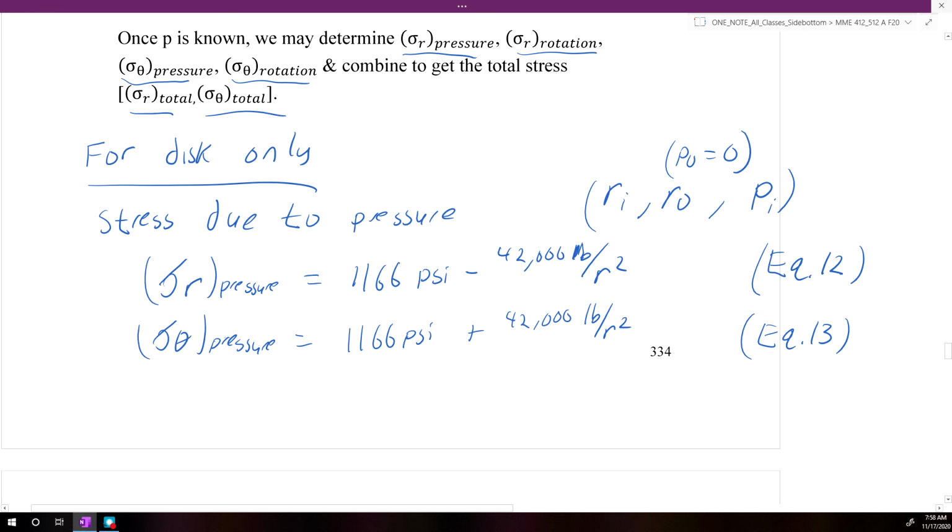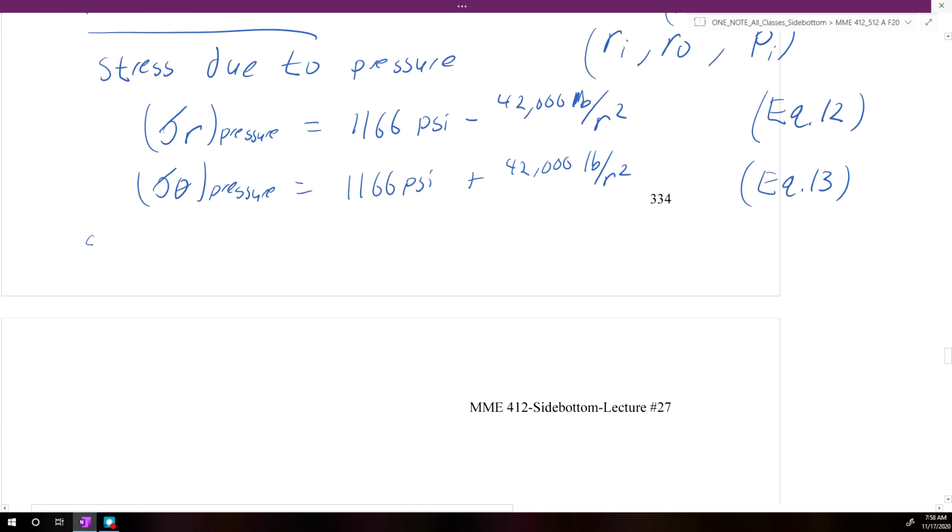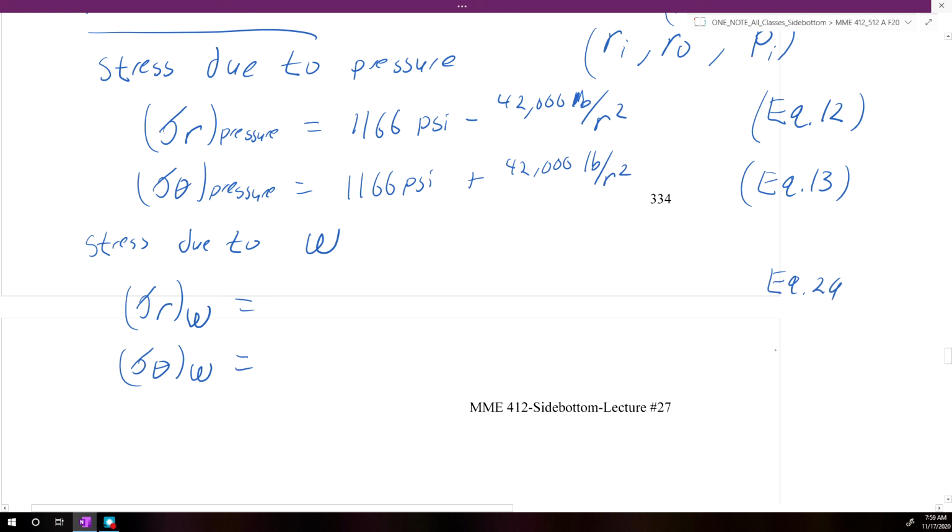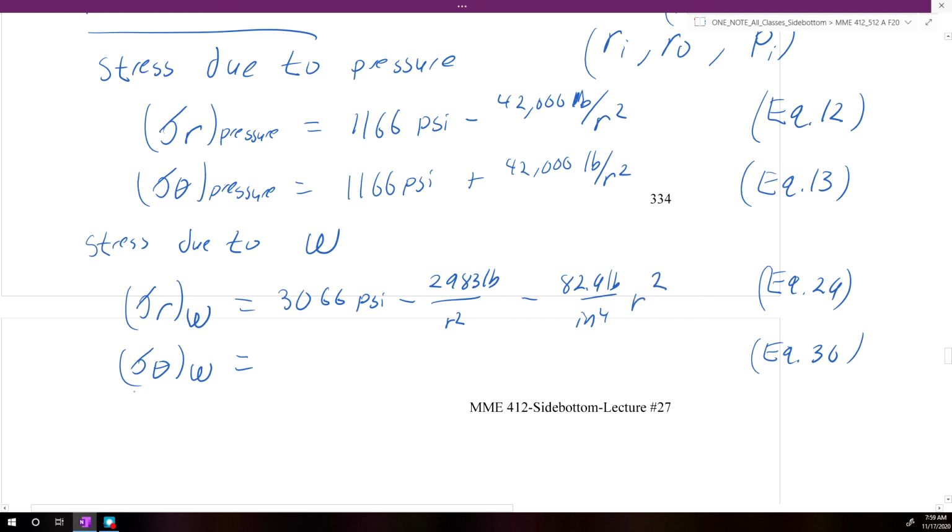All right, and then you can repeat the process for the stress due to the rotational velocity. So if we solve for sigma R due to rotational velocity, we can do the same thing for sigma theta due to rotational velocity. We plug in everything here. This is equation 29 and equation 30. What we end up getting is 3066 psi minus 229.83 pounds divided by the radius squared minus 82.9 pounds divided by inches to the fourth times the radius squared.